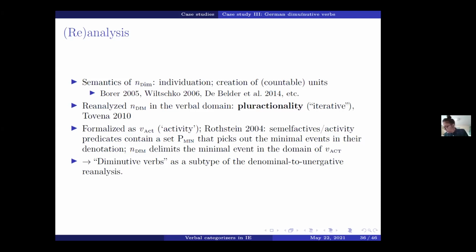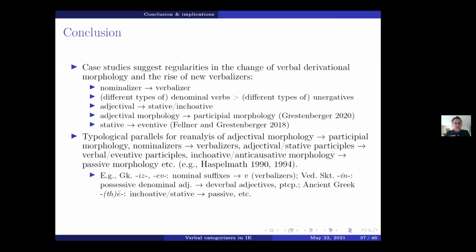Okay, so to conclude, I hope I'm not too much over time. These case studies suggest that there are really regularities in the change of verbal derivational morphology that give rise to new verbalizers. We've seen some of these examples for the reanalysis of nominalizer to verbalizer and different types of denominal verbs giving rise to different types of unergatives.